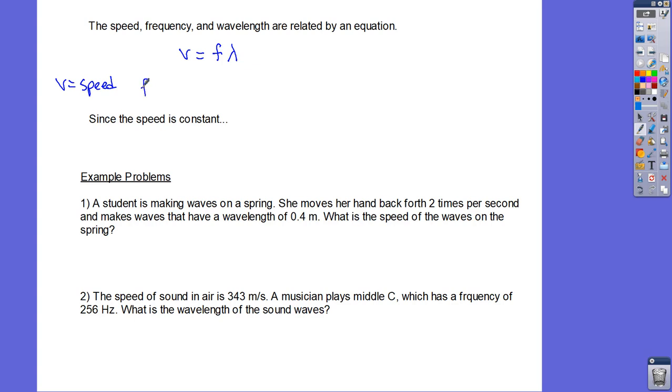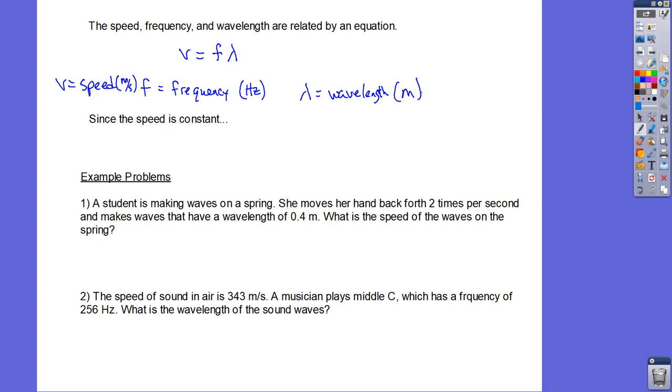We know that v, the speed, is going to be in meters per second. f is equal to the frequency, and that's going to be in hertz. And then lambda is equal to the wavelength, and that's going to be in meters.